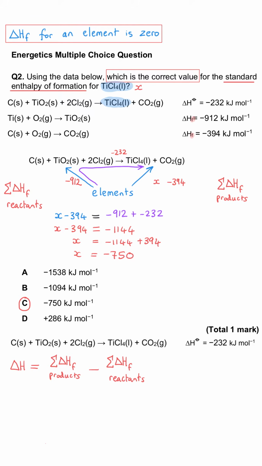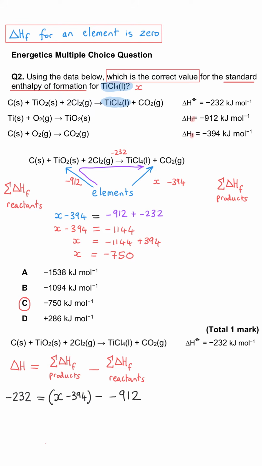And if we do that, we can then substitute in the values that we've been given. The enthalpy change for the reaction is minus 232. The enthalpy of formation of the products, well, we've got our x that we're trying to work out for our titanium chloride. And we've got the minus 394 for carbon dioxide. And then in the reactants, we've got the two elements again, so those are of course 0, and we've got the minus 912 for the titanium dioxide.